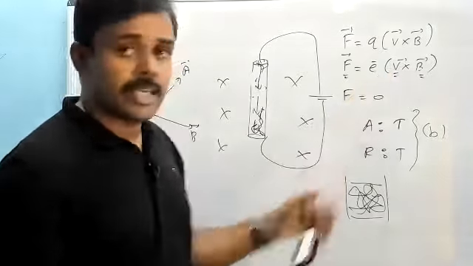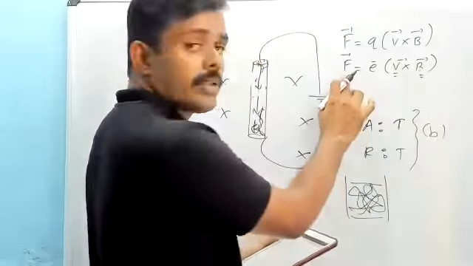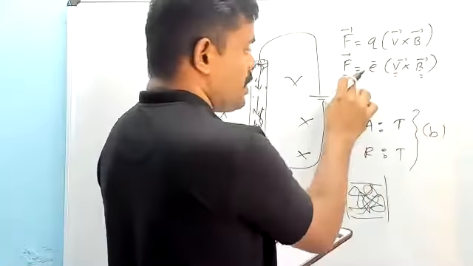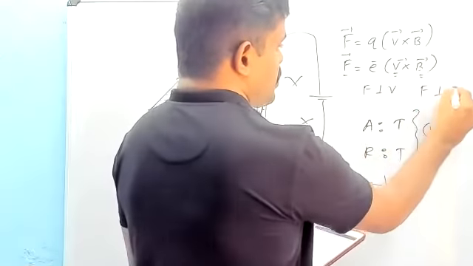So V cross B is perpendicular to F. V cross B, that F is perpendicular to what? F is perpendicular to V. F is perpendicular to B.